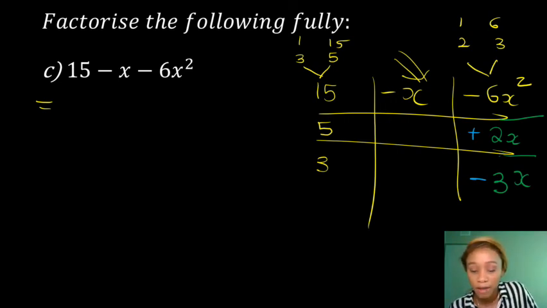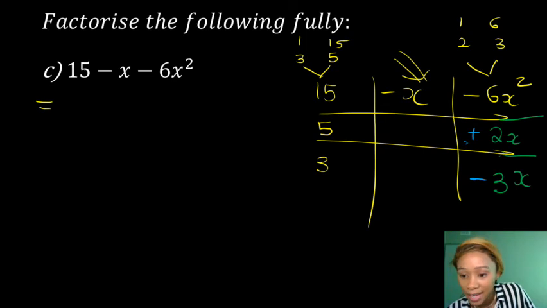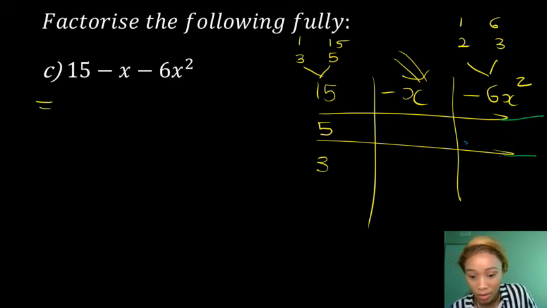So look at this. 5 times negative 3x gives me negative 15x, right? And then this times this gives me positive 6x. And guys, can you see what happens? Now negative 15x plus 6x gives me negative 9x. Then you realize that no, there's something wrong here. What you're going to do is just raise that, and then after that, I want you to raise this and swap them, right?